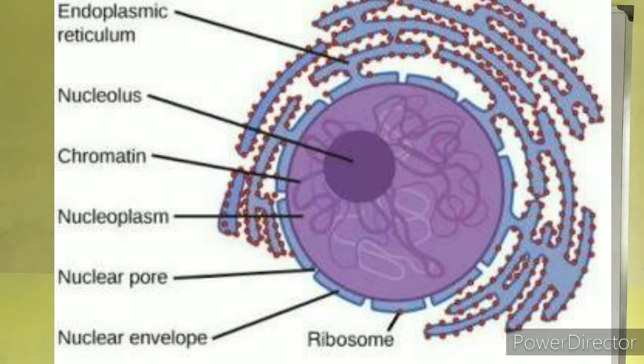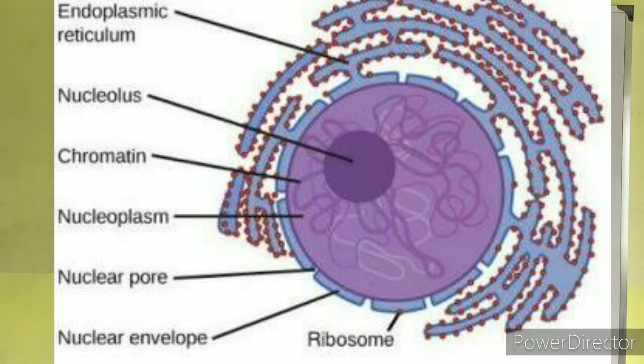So, the nucleus controls vital functions of the cell. Nucleus controls all the different functions of a cell. The nucleus consists of the following 4 parts, that is the nuclear membrane or nuclear envelope, nucleoplasm, nucleolus and chromatin or chromosomes.